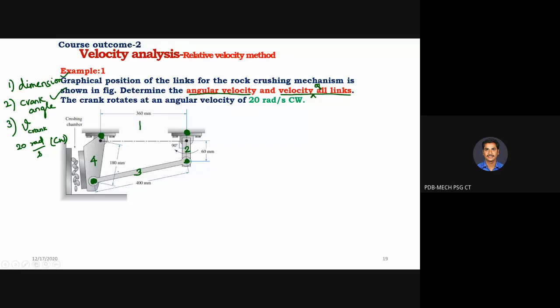But the primary thing we are going to focus on now is the angular velocity of links 3 and 4, and the linear velocity of the points here, these green color points. So these are the things we are going to focus on now. Now, what is the first step? We need to draw the configuration diagram.